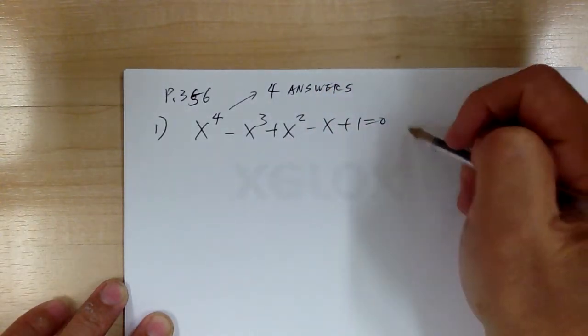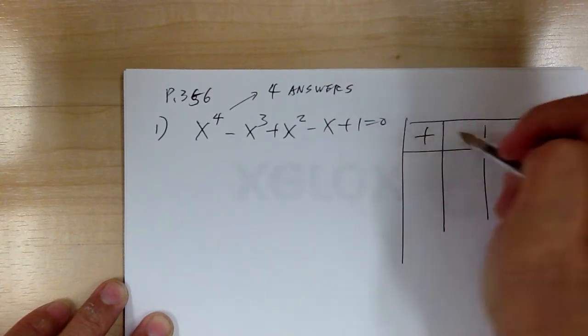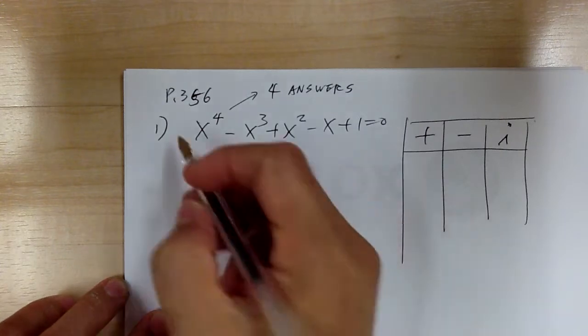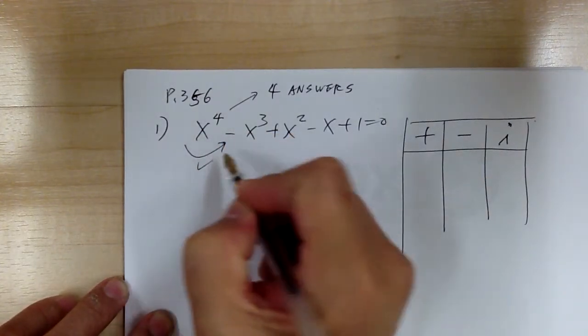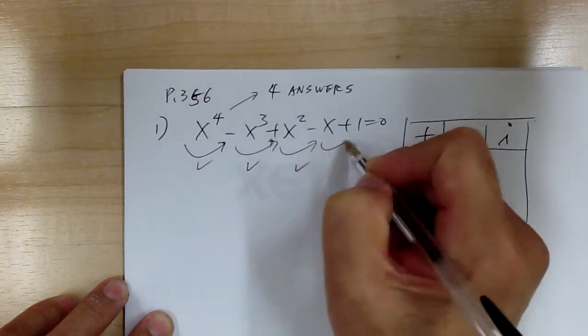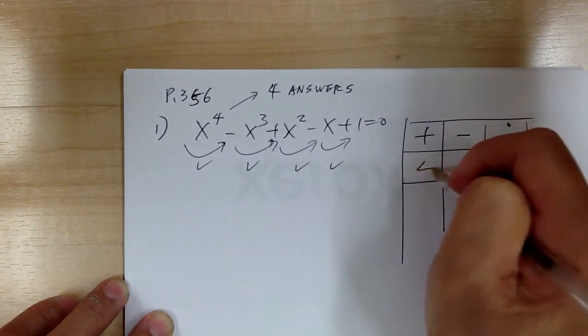Okay, and then you make the table for possibilities. So you have positive answers, negative answers, and imaginary answers. And you check the number of times it changed signs. So this is 1, 2, 3, 4. So you're going to get 4 positive answers.